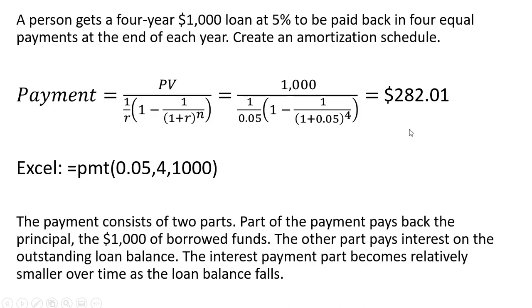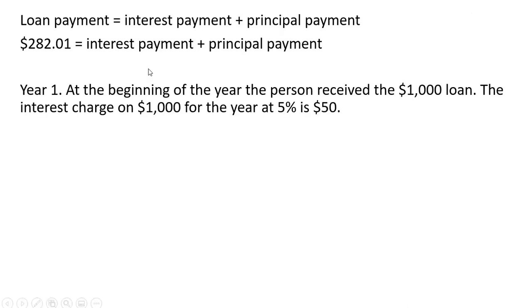This $282.01 consists of 2 parts. Part of the payment pays back the principal, the $1,000 of borrowed funds. The other part pays interest on the outstanding loan balance. The interest payment part becomes relatively smaller over time as the loan balance falls. So the loan payment, again, the $282.01, is part interest, part principal payment.